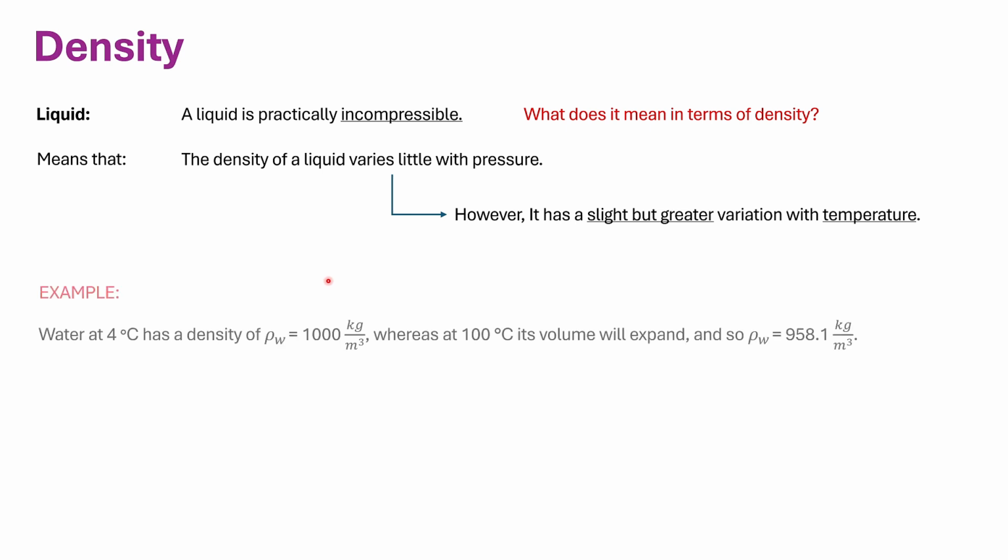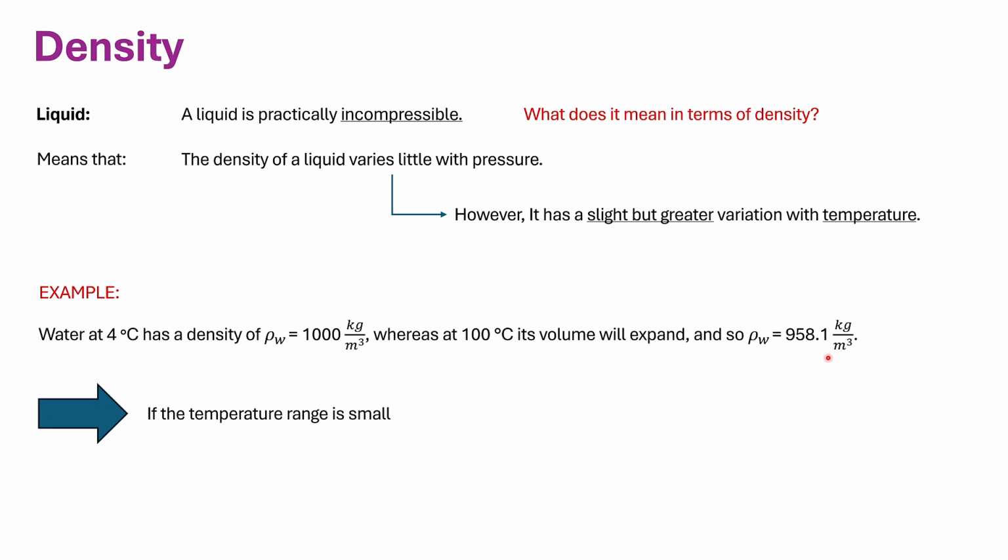on density. For example, water at 4 degrees C has a density of 1000 kilograms per meter cubed, whereas at 100 degrees C, which is the boiling point of water, its volume will expand, and so rho of W, which is the density of water, will be less, which is 958.1 kilograms per meter cubed.